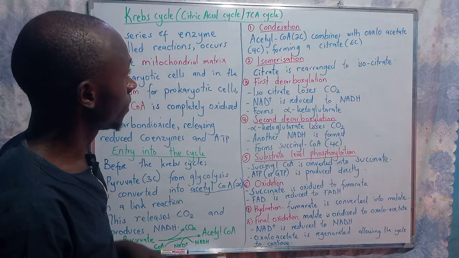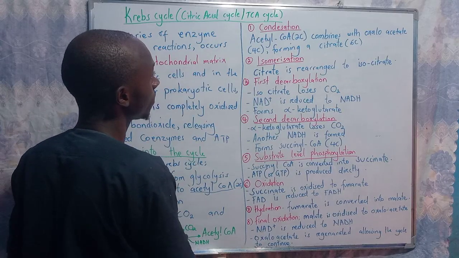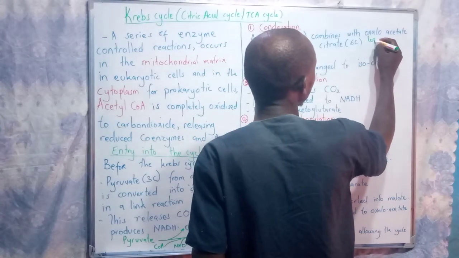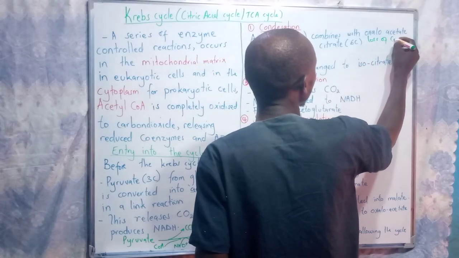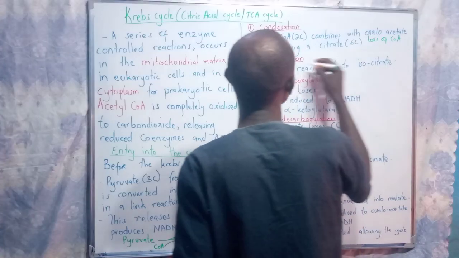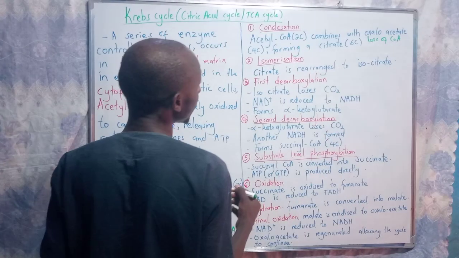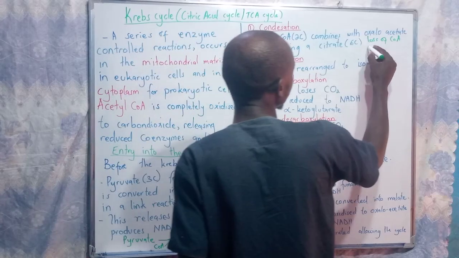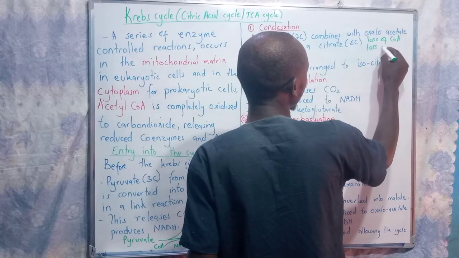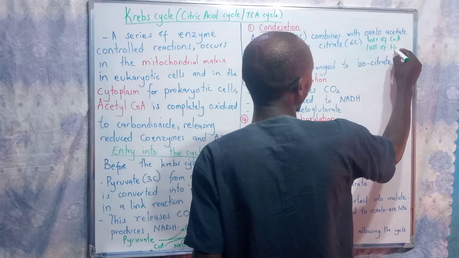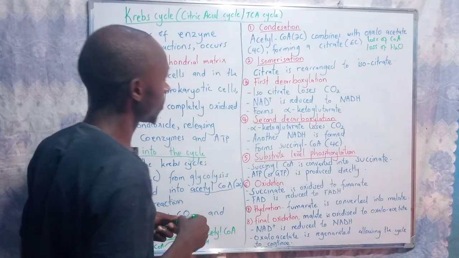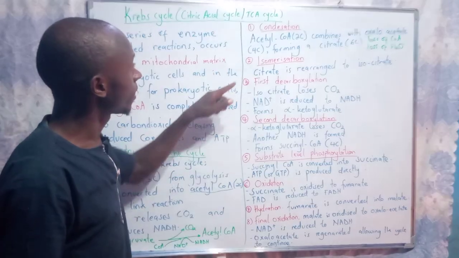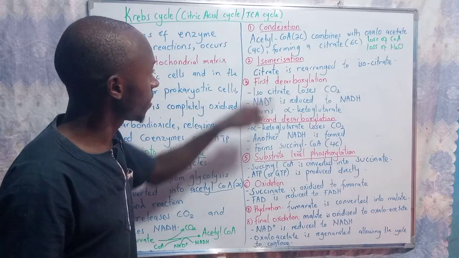So in that case, we are having loss of coenzyme A. Coenzyme A is lost at that stage because in the citrate we don't have coenzyme A. Coenzyme A is already lost, and we still have loss of a water molecule. Loss of water at that stage because it is a condensation reaction. So we can go to stage number 2. Stage number 2 involves isomerization.